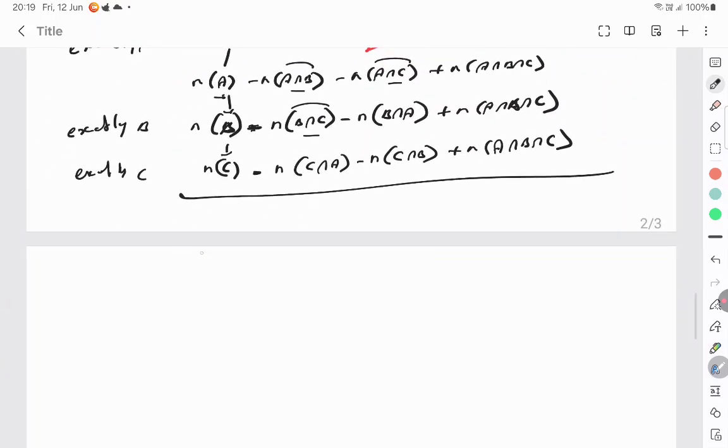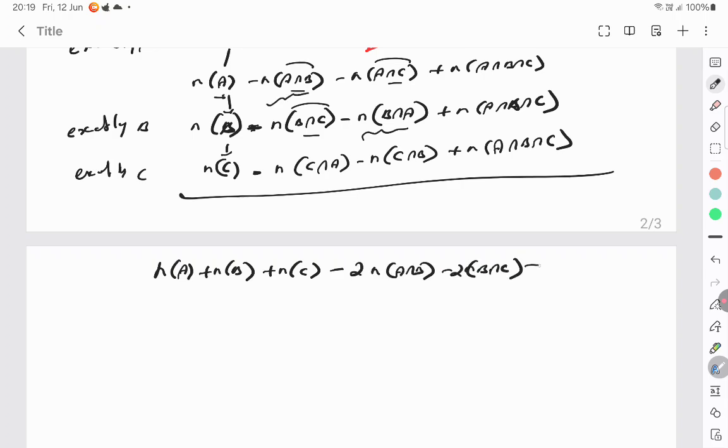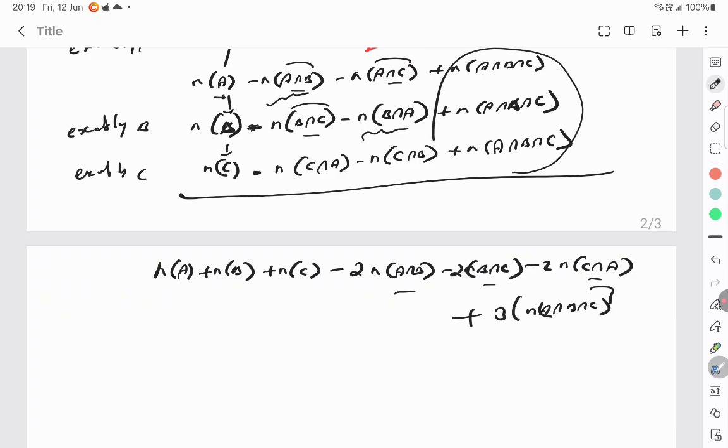So exactly 1 means you have to add all this, which is n of A plus n of B plus n of C minus, you see this is getting added 2 times, n of A intersection B minus 2 times n of B intersection C minus 2 times n of C intersection A, AB, BC, CA, plus these are getting added 3 times, n of A intersection B intersection C. Okay, so that's that. This is exactly 1. Exactly 1 of A, B and C.